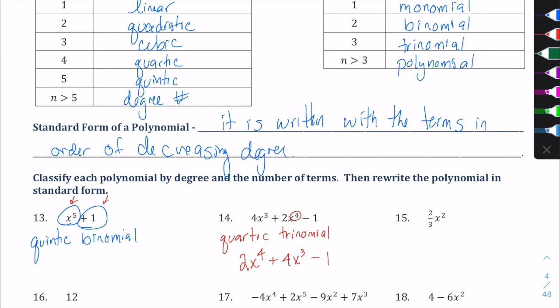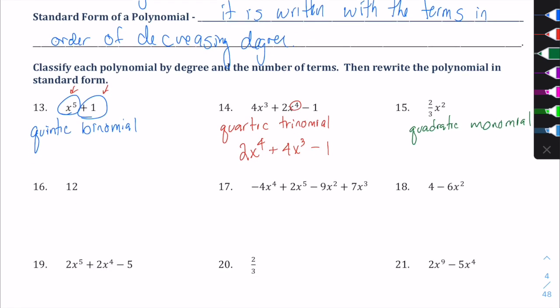Terrific. All right. This next term, highest degree is 2, so that's a quadratic. Only one term, so it's a monomial. For some reason, number 16 often throws people off. If we just have a number like 12, well, it's really like it's got an x to the 0 hanging out there, because x to the 0 is 1. So it's like degree 0, and for a degree 0, we just say that is a constant. So it's a constant, and there's one term, so it's a constant monomial.